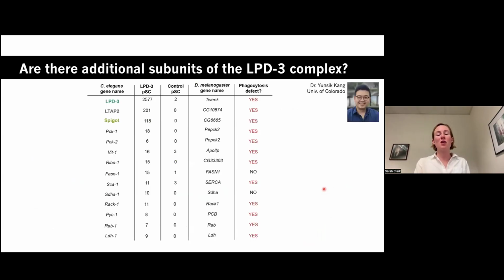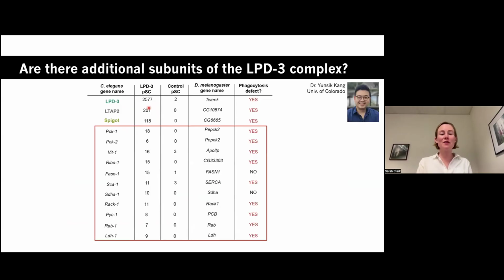So what about all of these other subunits? When we did our initial mass spectrometry experiment, we identified LTAP2 and spigot as definitely proteins that are co-purifying with LPD-3, but there were also all of these other proteins which had much lower but decent peptide spectral counts. And we thought, well, maybe they are weakly bound proteins, or they're regulatory proteins or adapter proteins, things like that that aren't part of the core complex, but are indeed bound to LPD-3 some portion of the time.